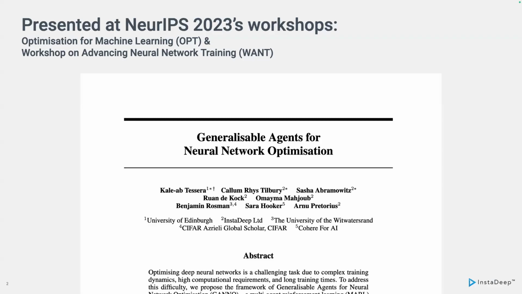This was presented at 2 workshops last year at NeurIPS: Optimization for Machine Learning, and also a workshop for advanced neural network training, and it seemed to receive some nice positive comments and feedback. The nature of a workshop is that it is some cool initial ideas. We didn't get amazing results across the board, but we found some really interesting things which could be built on. It was a nice collaboration between InstaDeep, a professor at Wits, and Sarah from Cohere, which was great.